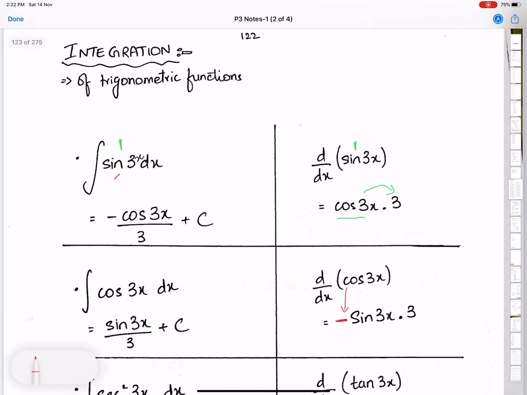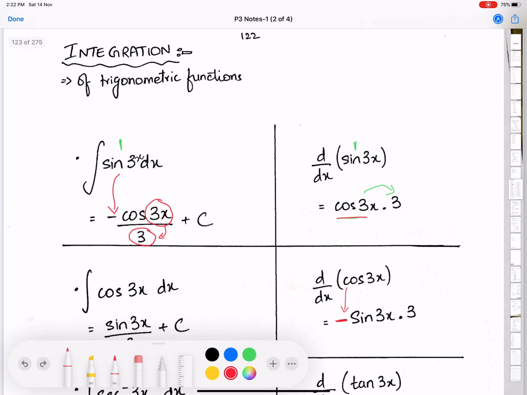The integral of sine is negative, and we divide the function by the differential of its angle. The differential of the angle is 3, so divide the function by 3. In differentiation, we multiply the function by the differential of its angle. So in integration, we divide the function by the differential of its angle. Make sure you remember this rule.